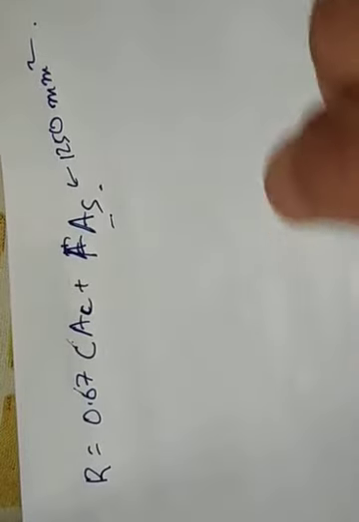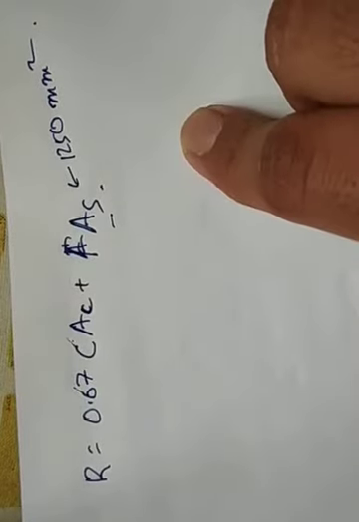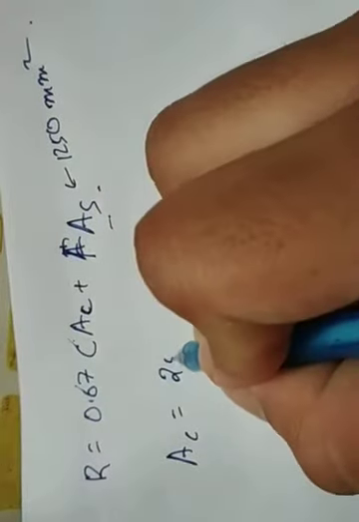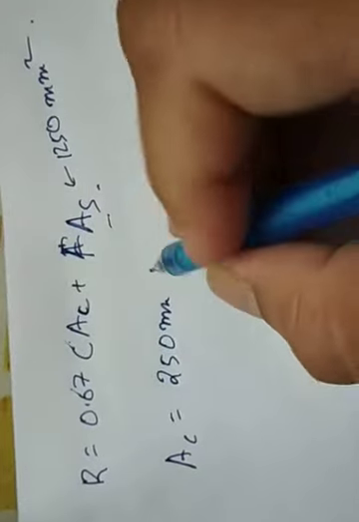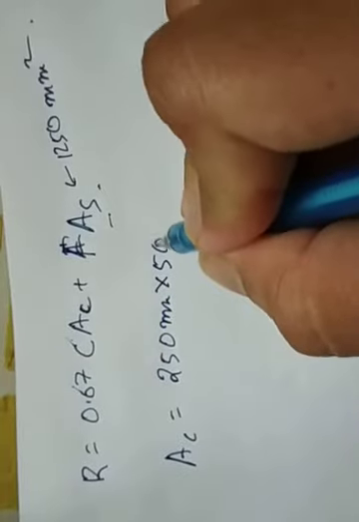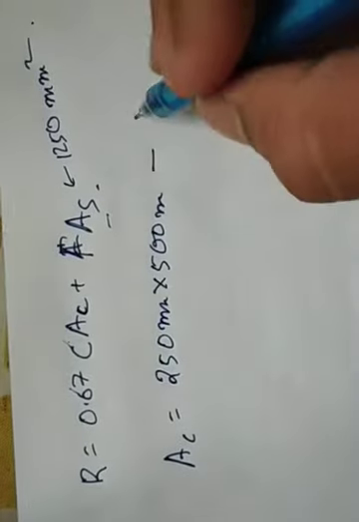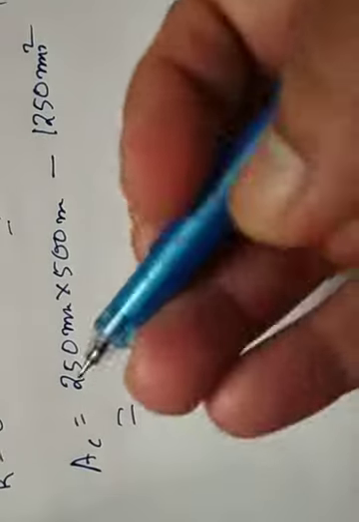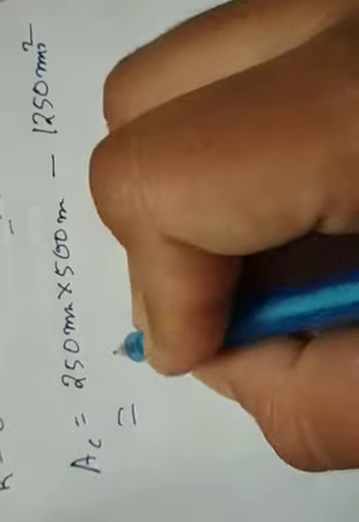I also know the cross-sectional area of the column. I need AC. AC would be the cross-sectional area of the column, 250 mm by 500 mm, minus the area of the steel, 1250 mm squared. So what do I get? Just pause and calculate; I already have the value, so I'm just going to copy it.